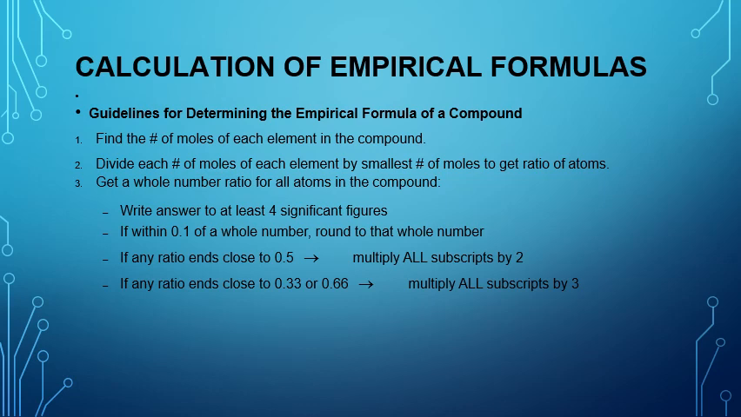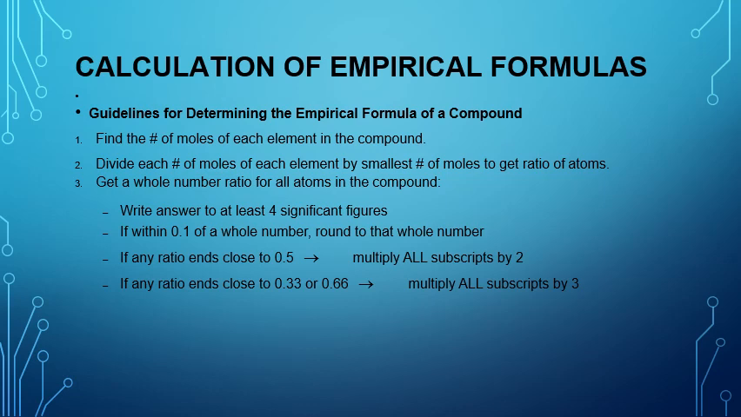So if I have a 0.5 involved in my ratio, whether it's 1.5, 2.5, 3.5, it'll never be 0.5 itself, I would multiply all of my subscripts by 2. If I have something like 0.33 or 0.66, I need to multiply all subscripts by 3. If I have something like 0.25 or 0.75, then I need to multiply all my subscripts by 4.